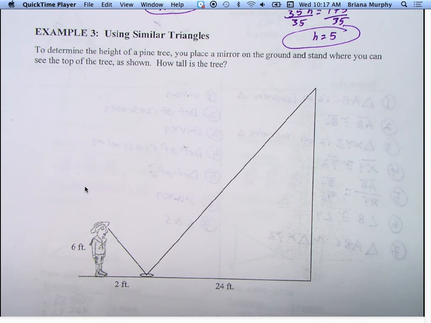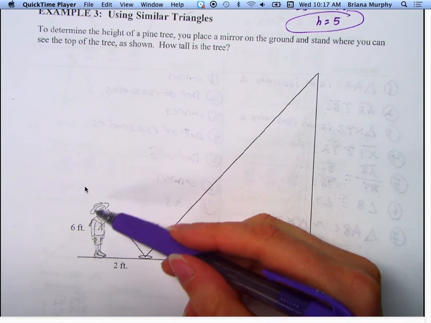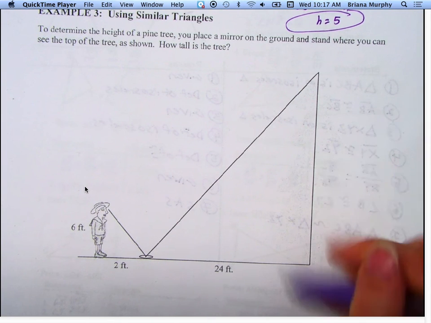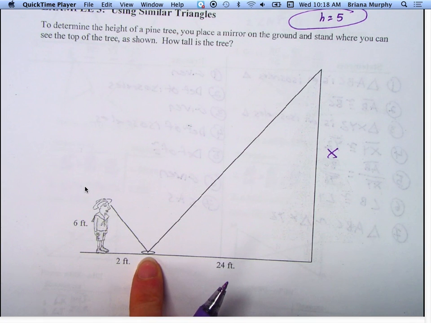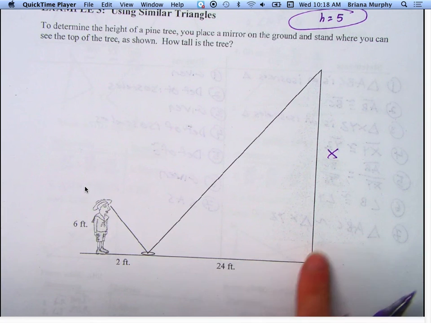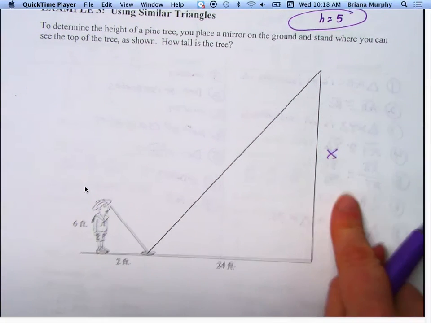If it was nicer outside and if we had time, I actually have a bunch of mirrors and we could go try this outside. So what this person is doing, I know this is a silly looking person, but let's say this is a 6-foot person. He's trying to find the height of a tree. So he puts a mirror down in between. He says, okay, I can measure between me and the mirror is 2 feet. Between the mirror and the tree is 24 feet. I know that I'm 6 feet tall. How tall is the tree?